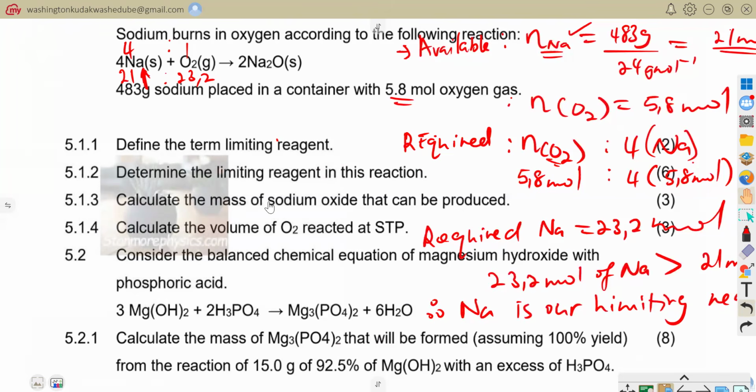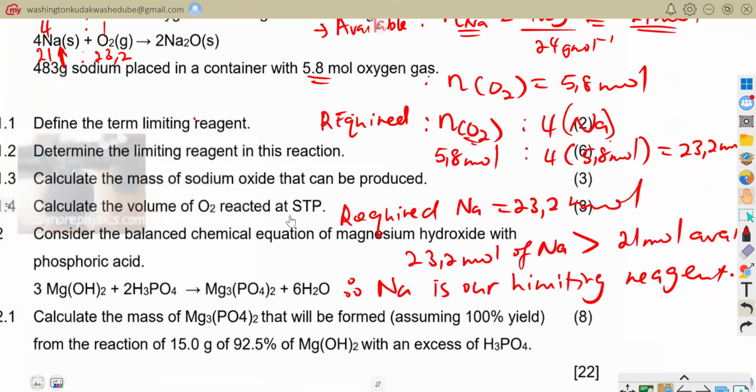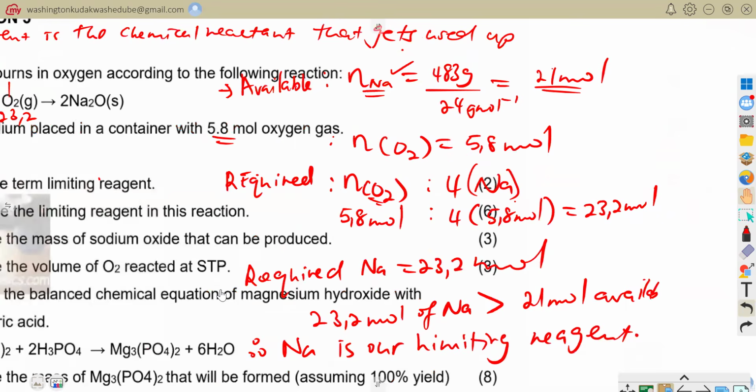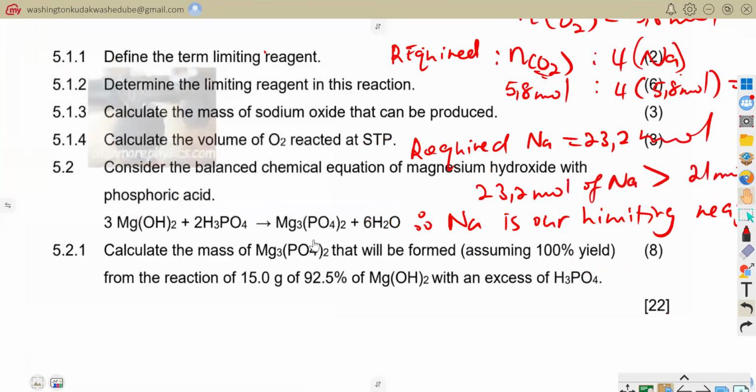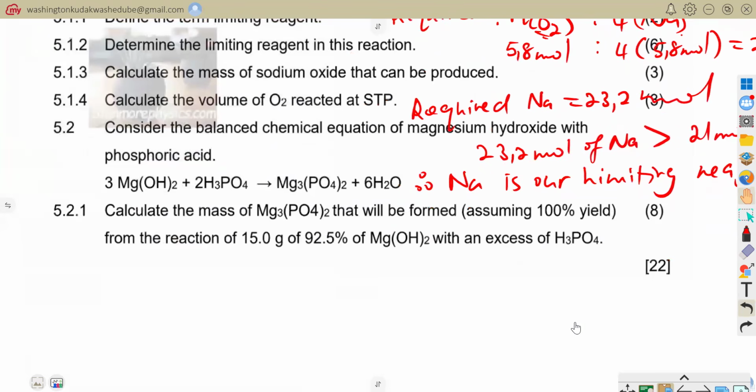Now let's go to calculate the mass of sodium oxide that can be produced. How do we do that? Let me just answer it below here so that I can calculate the mass of sodium oxide that can be produced. So for 5.13, I would say that mass is equal to number of moles times molar mass. Do I have the number of moles of sodium oxide that can be produced? Now I need to use my molar ratio.